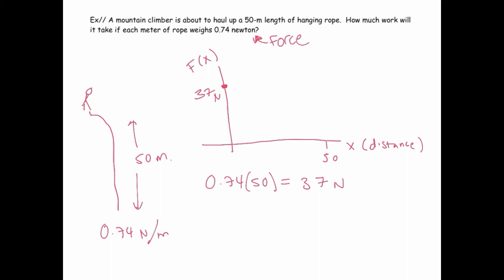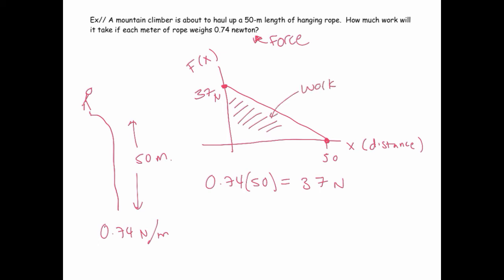It's not 37 newtons the whole time, because as he pulls the rope up, it's getting lighter. It's getting lighter linearly, since every meter he pulls up decreases the force by 0.74 newtons. By the time it gets to 50, it should be 0, and that should be a linear change. We're interested in this area here. That's the work.